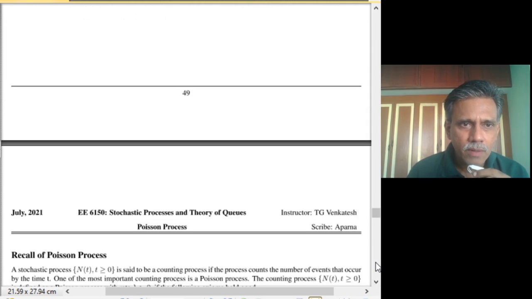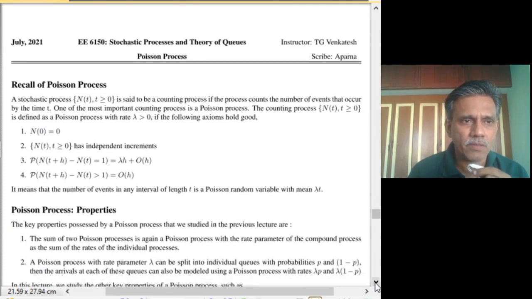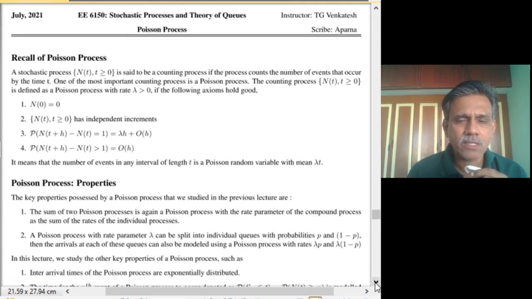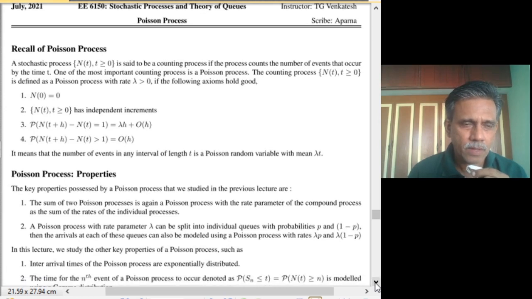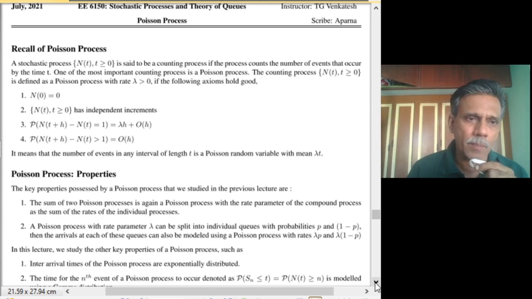Next, we again recall the most important properties of the Poisson stochastic process and look at some more properties. So, a stochastic process N(t), t greater than or equal to 0, is said to be a counting process when it counts the number of events that occur in a time 0 to t. The most important counting process is the Poisson process. A counting process N(t), t greater than or equal to 0, is said to be a Poisson process with a rate lambda being positive if it holds the following properties.